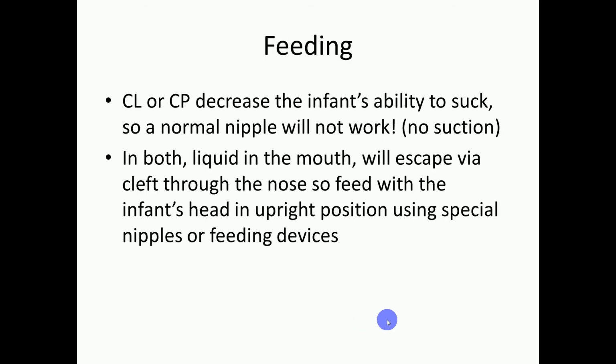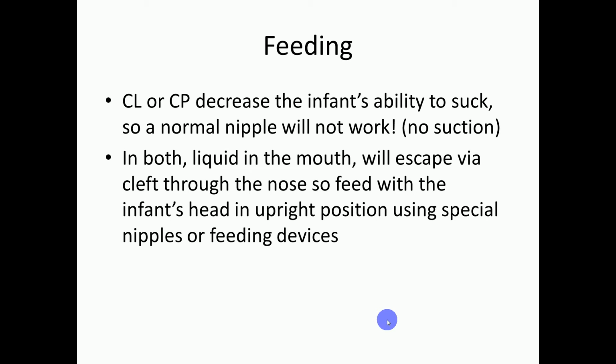Feeding: cleft lip or cleft palate decreases the ability of them to suck. And if you can't suck, then you're not going to get the required nutrients that you need. So with that, a normal nipple will not work. They have to have an orthodontic nipple, the one that's got a wider base with a larger slit at the end. So a regular nipple will not work. In both, liquid in the mouth will escape via the cleft through the nose, so you have to feed them in an upright position, burping a lot, with special nipples and feeding devices.